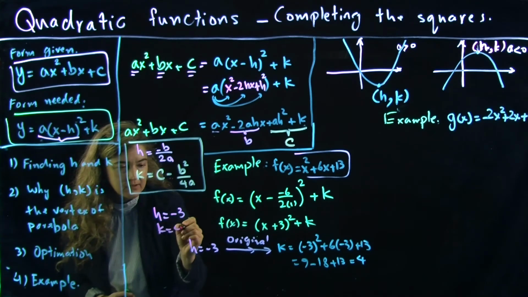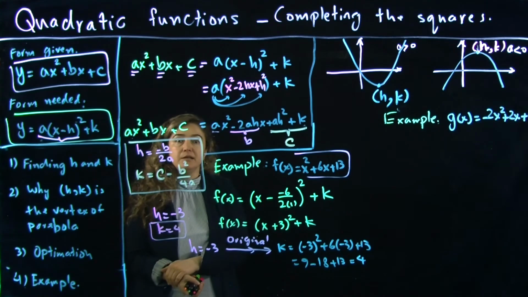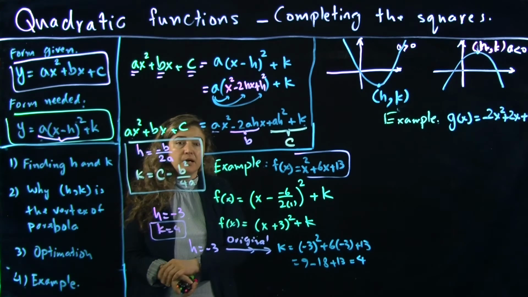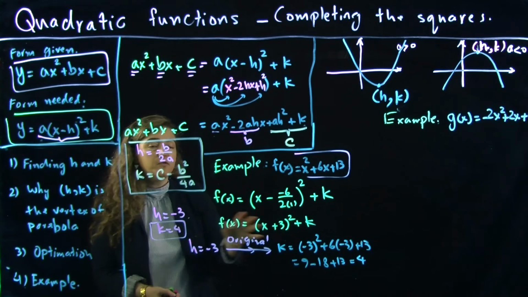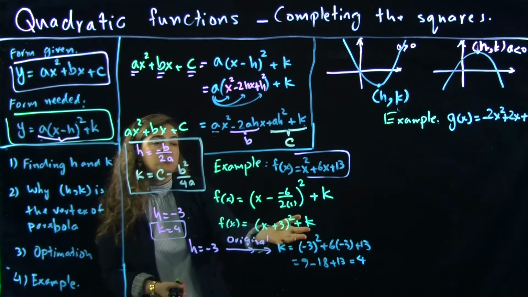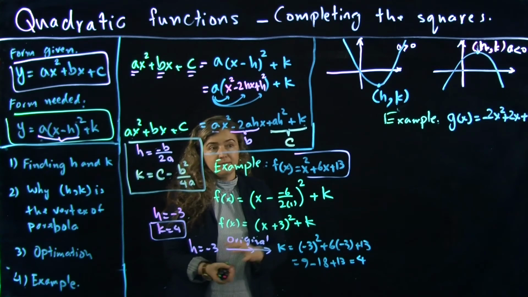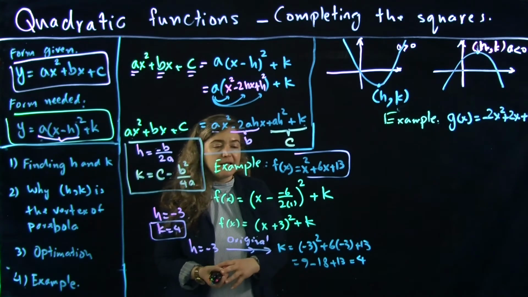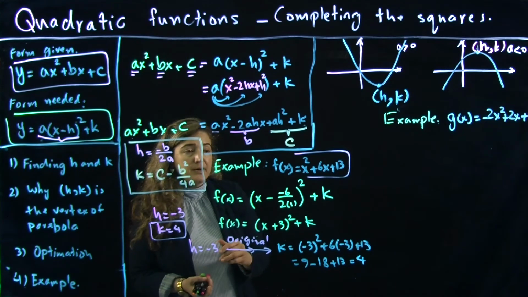K is equal to 4. For h, I still say use this method of memorizing the formula for it. For k, there are multiple methods of finding it. One of them is this, to plug into the original the value of h. H would be the x value.